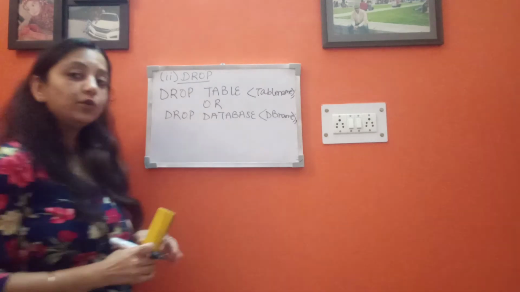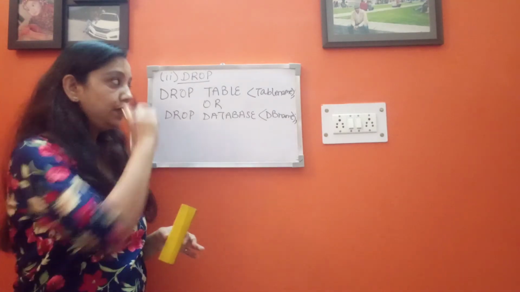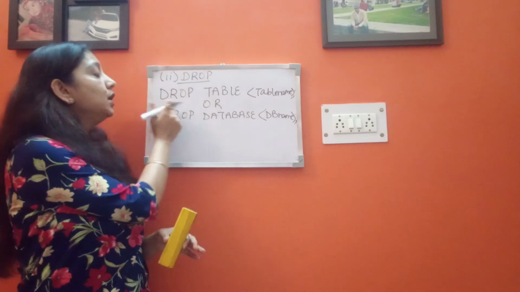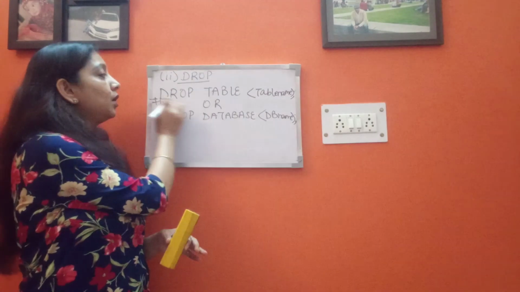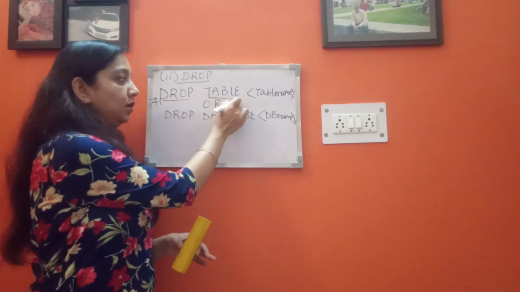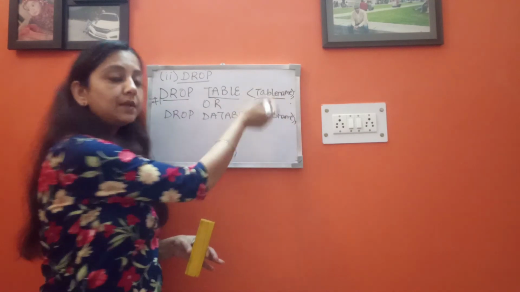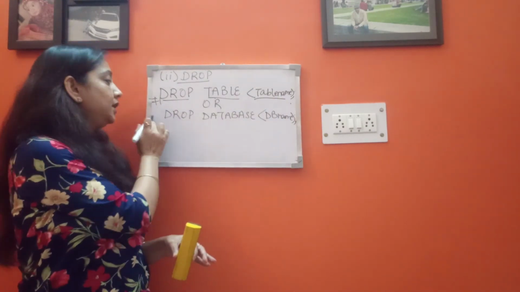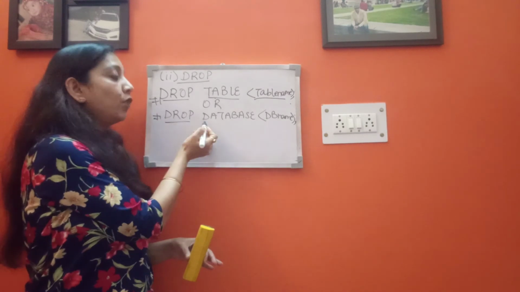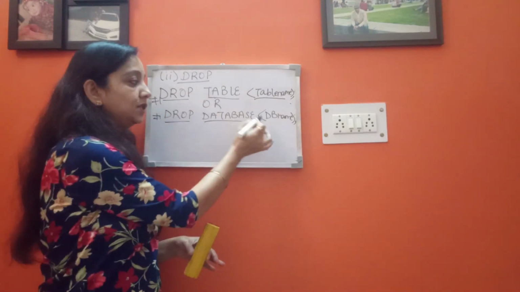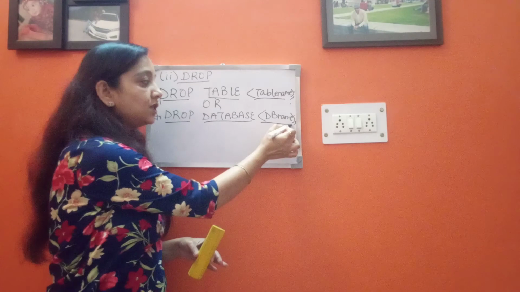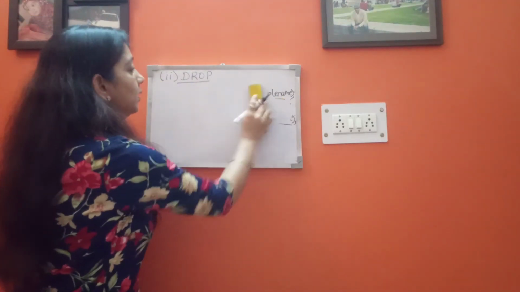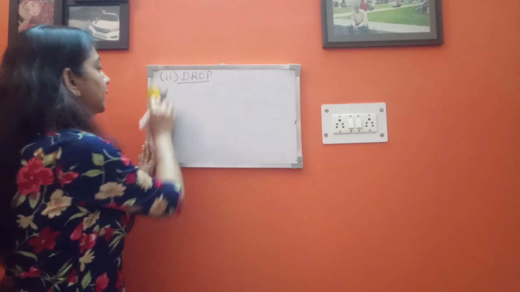So when I want to delete an entire table or the entire database, in that case I use the drop command. So the keyword drop, what do I want to delete? Table. What is the name of that table? And a semicolon. Similarly, if I want to delete the entire database, the keyword drop. What do I want to drop? Database. So what is the name of that database? That specific name.